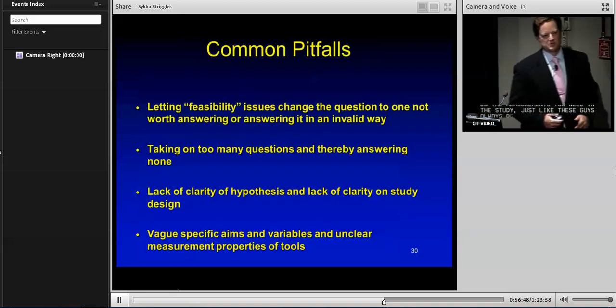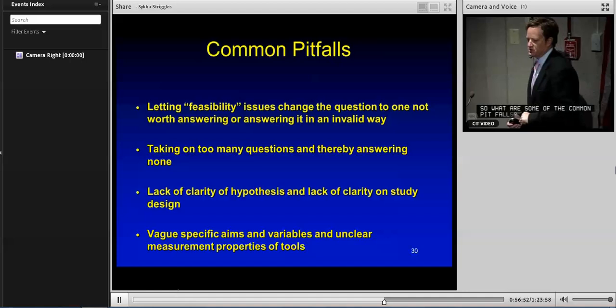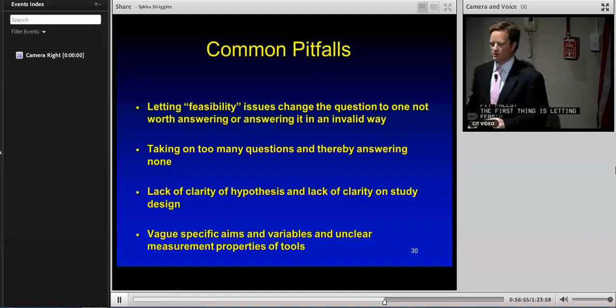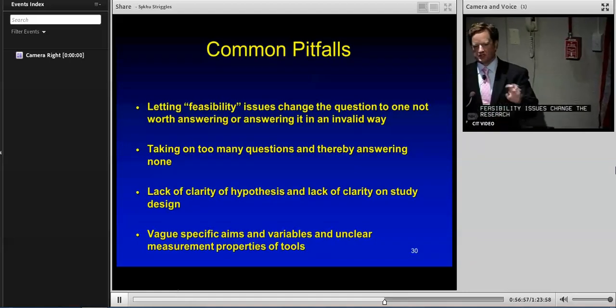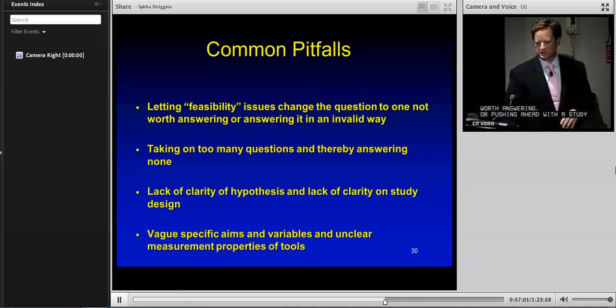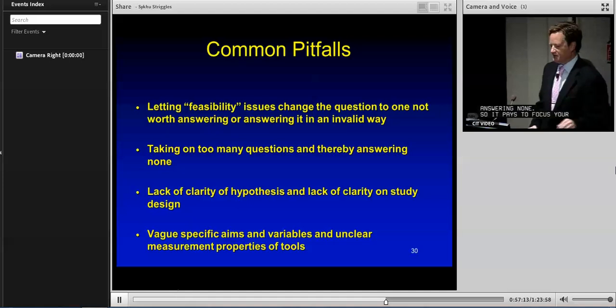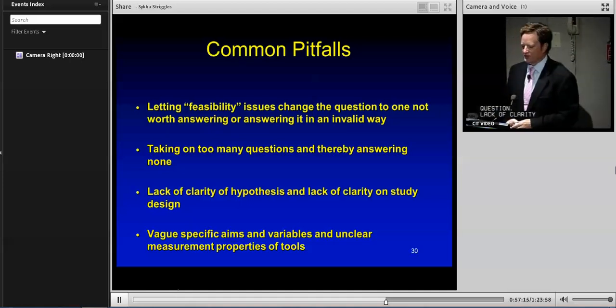So what are some of the common pitfalls in doing this? The first thing is letting feasibility issues change your research question to one that's not worth answering, or pushing ahead with a study in a scientifically invalid way so that you answer it, but you've answered it in an invalid way. The second thing is sinking the ship by taking on too many questions and thereby answering none. And so it really does pay to focus your questions. Lack of clarity on the hypothesis and lack of clarity on study design are two other issues.